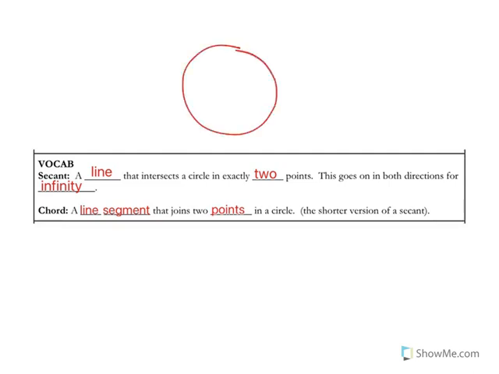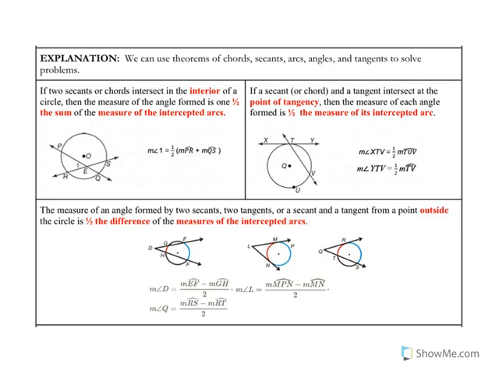Here's your circle. A secant is going to be something like this, and it intersects at 2 points, and it goes on for infinity. A chord is going to intersect, but it's going to stop on the edges, and it joins the 2 points of the circle. So chord is the blue, and secant is the red. So let's see how we can use this. We can use the theorems of chords, secants, arcs, angles, and tangents to solve problems, of course.